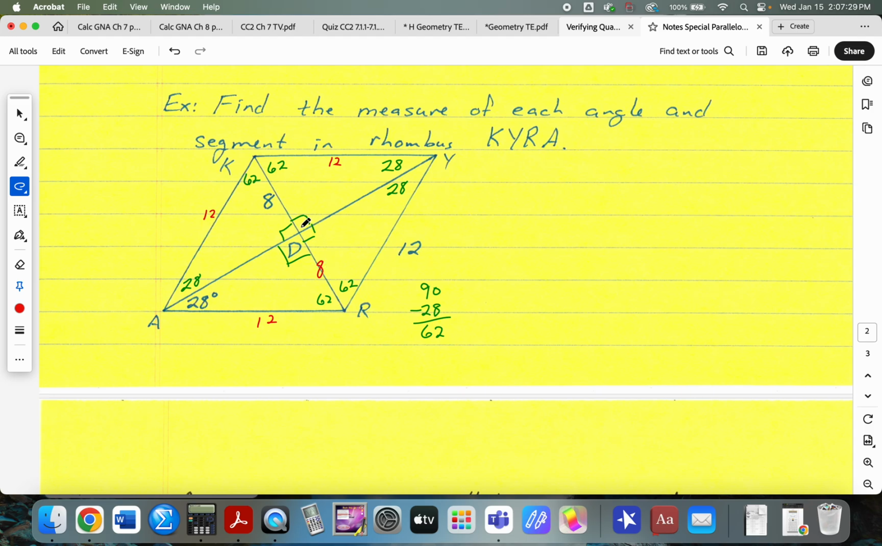Now, we need to figure out how long DY is and how long AD is. We also need to know how long AY is. But AY is not part of a right triangle, but DY is. If you have it with Y at the top, that looks like this, where that's a right angle. This side is 8, and this is 12. How can we find the length of YD?